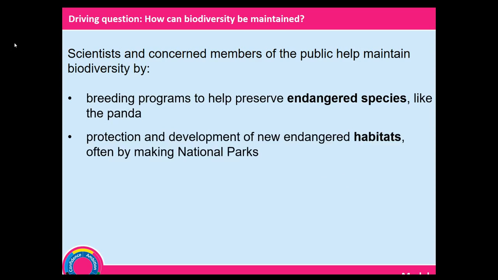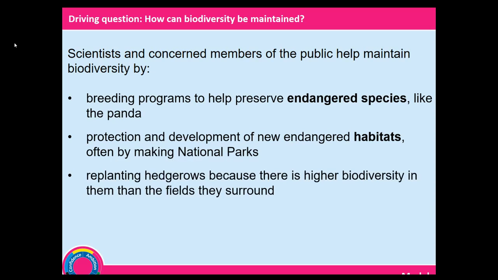Also, we have the protection and development of what we call national parks. So in the UK, we have quite a number of national parks, but I know within East Africa and South Africa, there's a lot of national parks there, again to preserve the biodiversity out there. We're also replanting hedgerows. If you go to the school park car park, you see the hedgerows there, right? Sometimes they're used as boundary markers. They also have a high biodiversity.